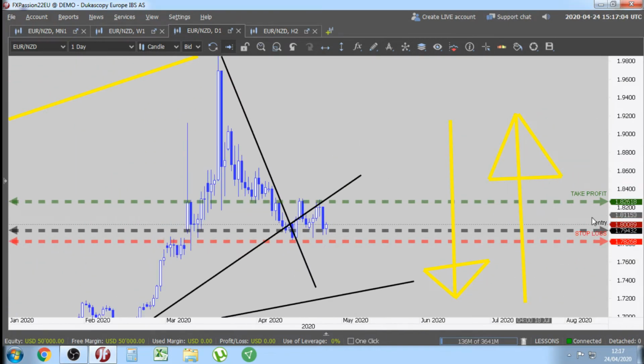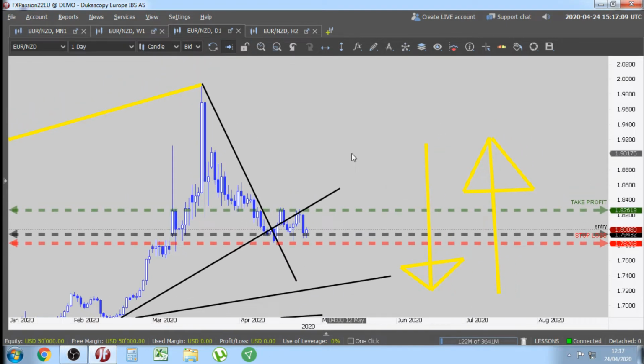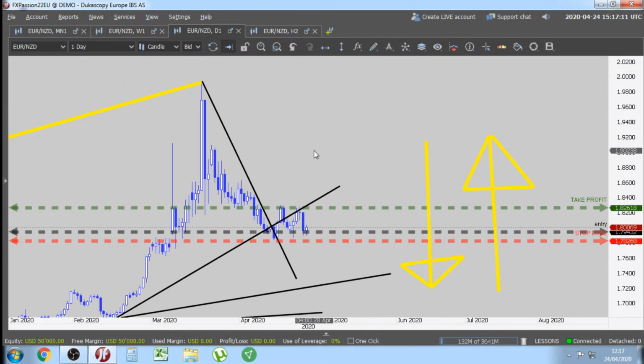So this is a Romer trade, everybody, on the daily chart. He is long. The green line is the take profit, the black one is the entry, and the stop loss is the red one.